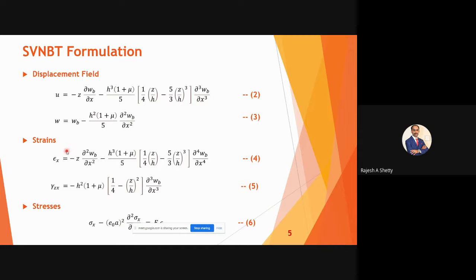Okay, next we have the expression for strain. By using the relationship between strain and displacement, we can write expressions for strains. That is epsilon x and gamma zx. These are given by equations 4 and 5. And next we have equation 6. So the effect of Eringen's theory we can see here. For example, in case of local theories, we have sigma is equal to Young's modulus into epsilon. But in this case, we have the additional term. So from this step onwards, we will have the difference between the local elasticity and the non-local elasticity. So when we use Eringen's non-local theory, we will have these additional terms in the relationship between the stress and strain. So in equation 6, we can see this difference.